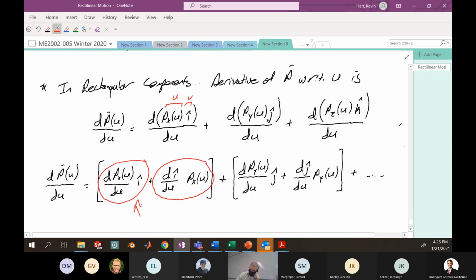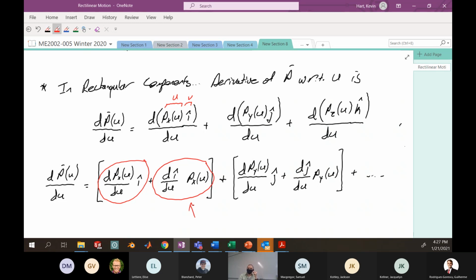This, I think, is relatively easy to understand, right? The derivative of the scalar function with respect to u. This would be like the derivative of the x position as a function of time, if you're having your position analogy. It's more this one that I want to talk about here. Here's the derivative of the unit vector in the x direction with respect to a scalar multiplied by that function that defines the vector p in the x direction.